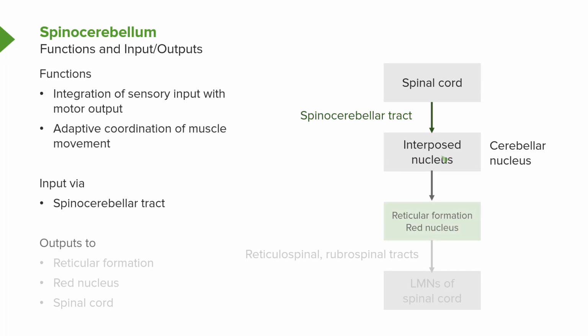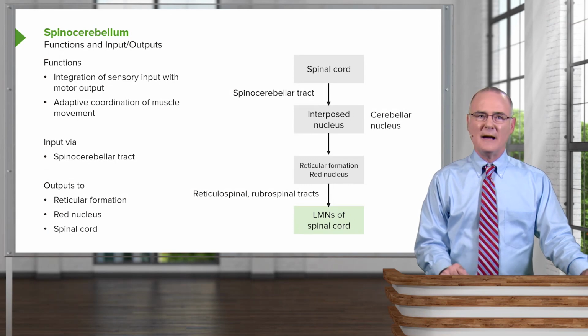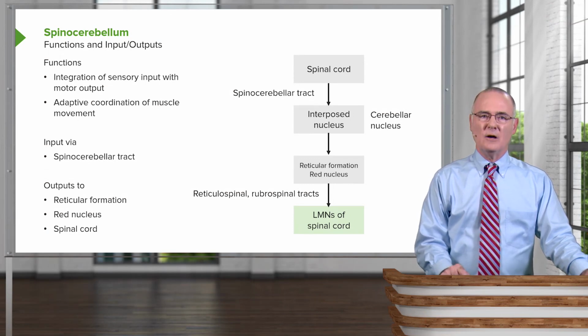And then as a result, we'll have outputs to the reticular formation, shown in the green box, as well as the red nucleus. And then descending spinal cord pathways from these two structures will be activated. And those would be the reticulospinal and rubrospinal tracts. And then that will stimulate lower motor neurons at the appropriate levels of the spinal cord to coordinate muscle movement.